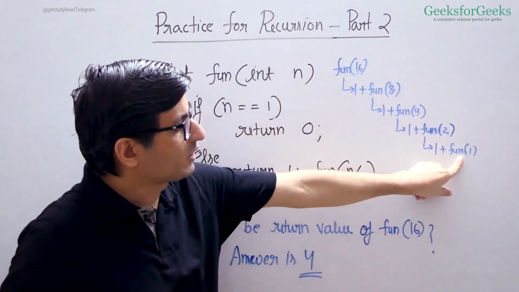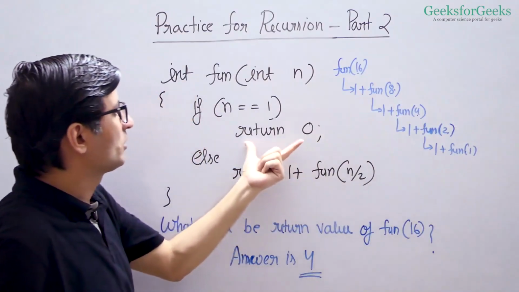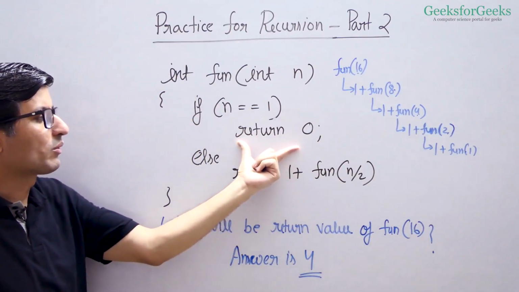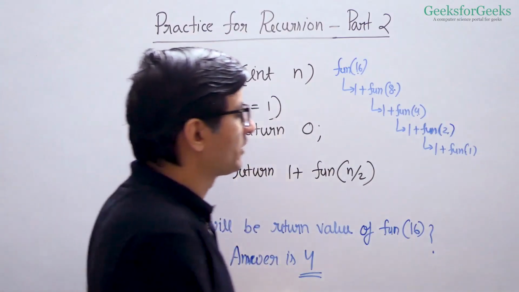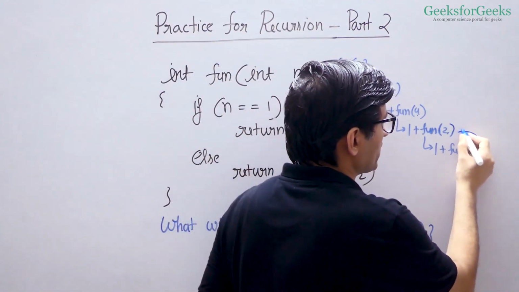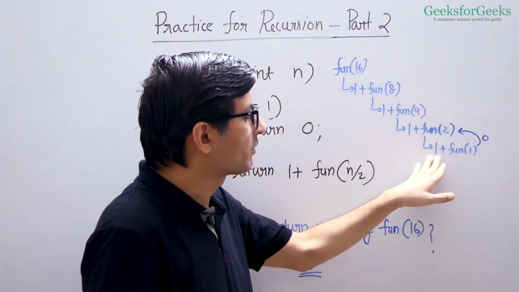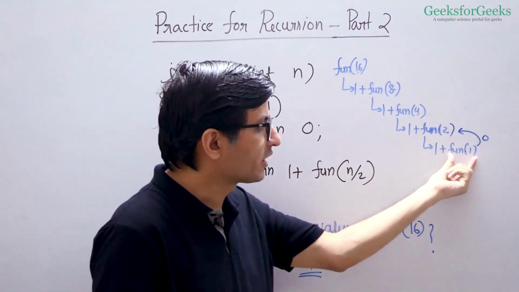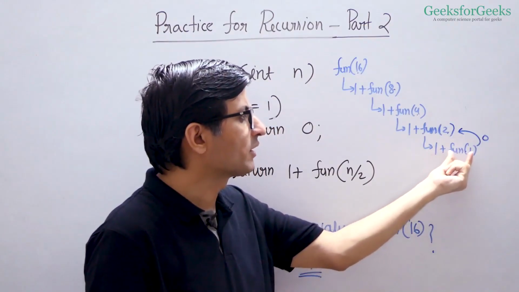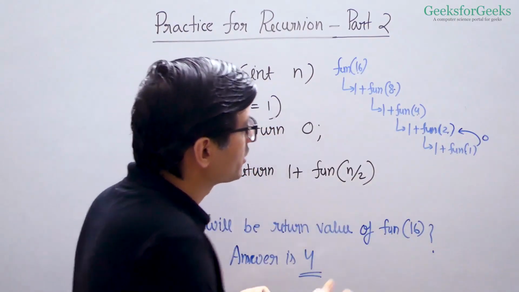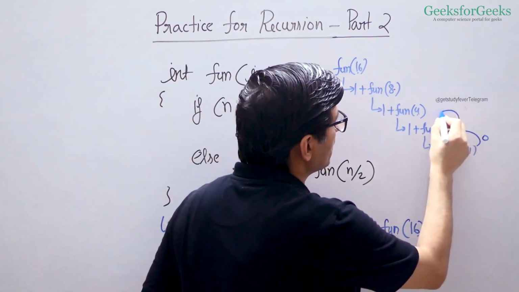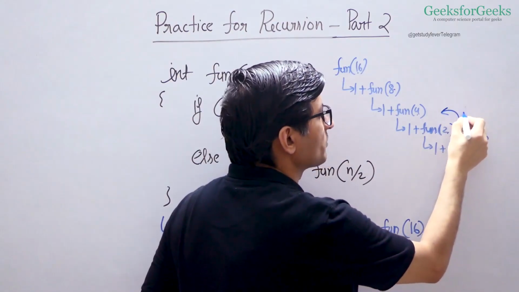And now this call goes into the base case, and it returns 0 to its parent. So its parent gets the value 0. Now what is the parent going to do? The parent is going to do 1 plus fun1, and it has returned value 0, so it's going to return 1 plus 0. So this fun2 is going to return 1 plus 0, which is 1, to its parent.